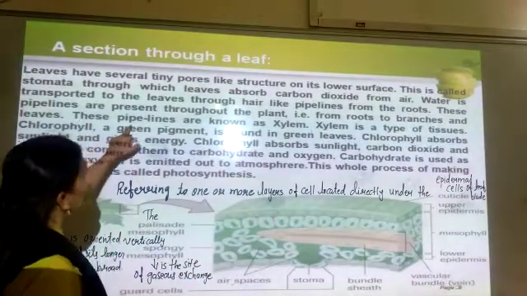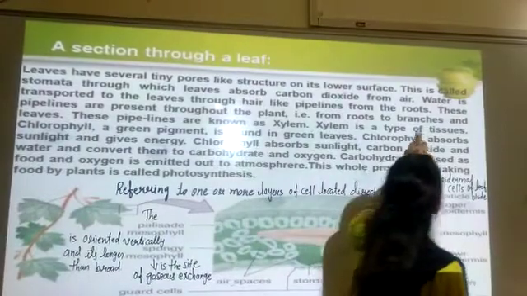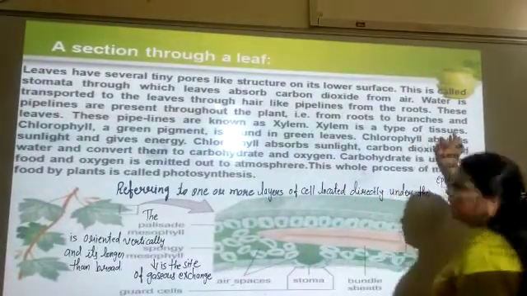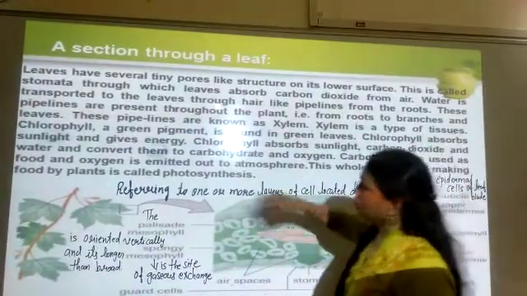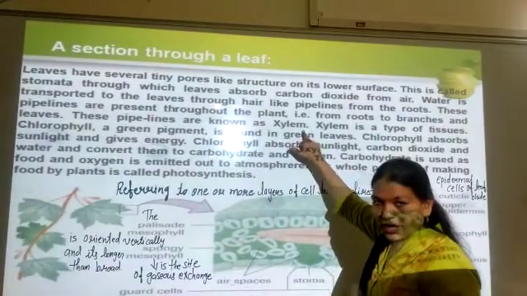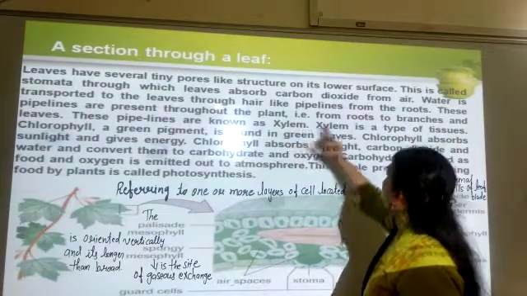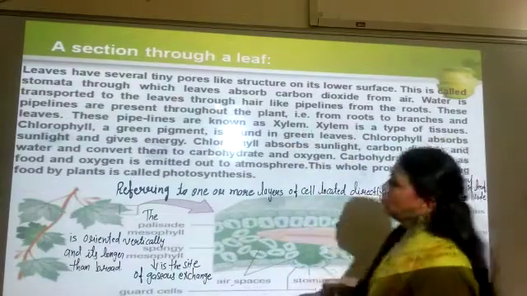This pipeline is known as xylem. Xylem is a type of tissue. There are two pipelines. One is phloem, the second is xylem. Xylem is a type of tissue.